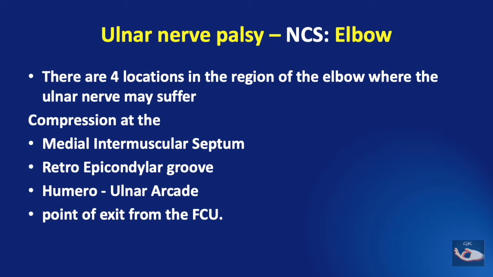In the involvement of the ulnar nerve at the elbow, there are 4 locations where the ulnar nerve may be compressed. It can occur at the medial intermuscular septum, the retroepicondylar groove, the humero-ulnar arcade, or the point of exit from the flexor carpi ulnaris. Of these, the retroepicondylar groove and the humero-ulnar arcade are the most common sites of compression.